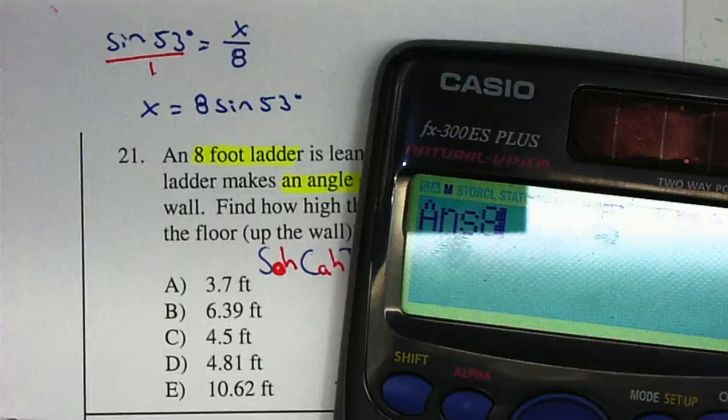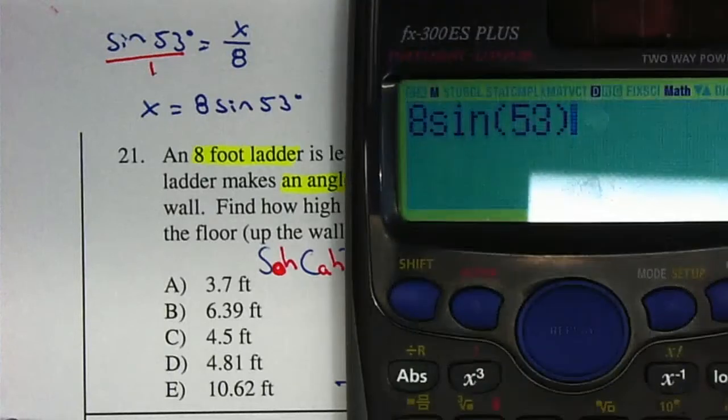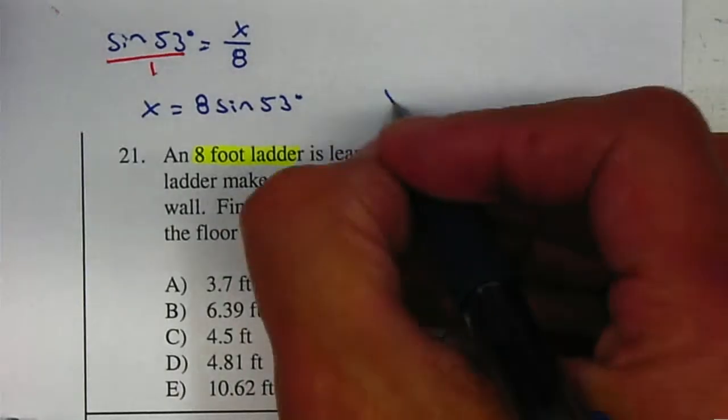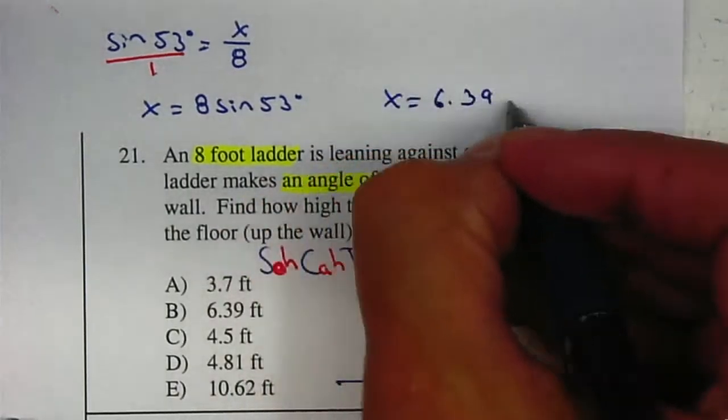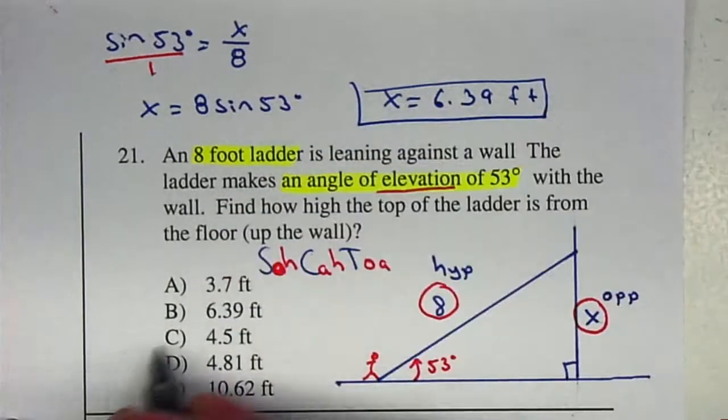So we have 8 multiplied by the sine of 53 degrees. I'm going to close my parentheses, and that will give me my solution. So in this case it will be 6.39. So x is equal to 6.39 feet. So therefore your answer is B.